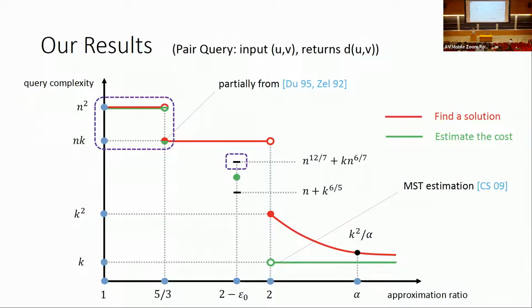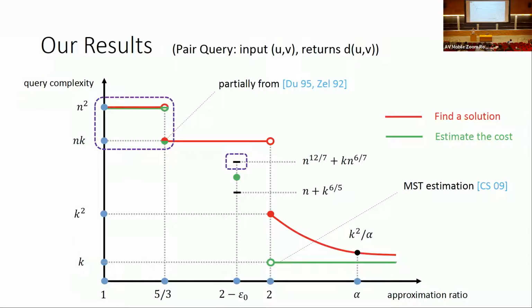K is the number of terminals? Yeah, sorry, K is the number of terminals, N is the number of vertices, and in the worst case K can be order N. So the first phase transition happens at 5/3 approximation. What we show is that if we want better than 5/3, so between 1 and 5/3 approximation, then even estimating the solution cost requires N squared queries. And if we just shoot for a 5/3 approximation, then even obtaining an approximate solution only requires NK queries. So there's a first separation at 5/3.